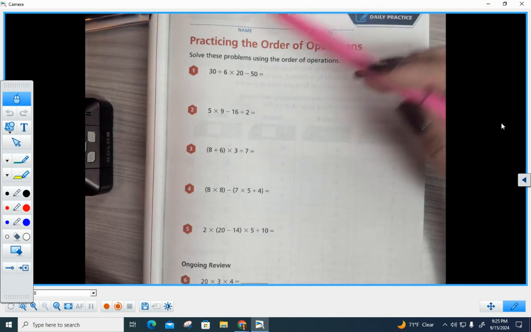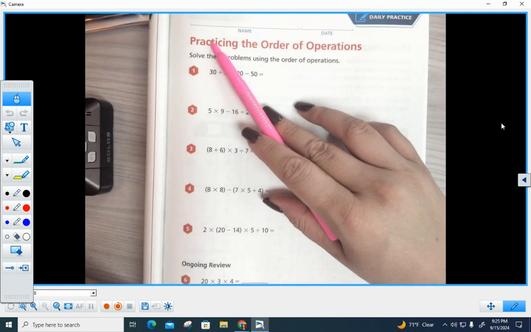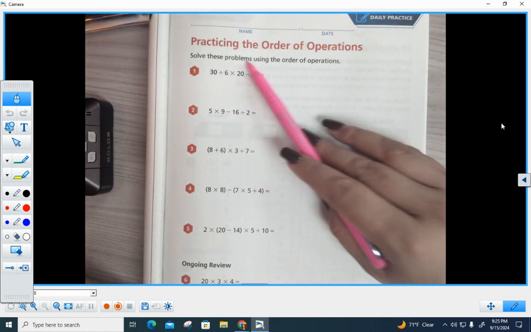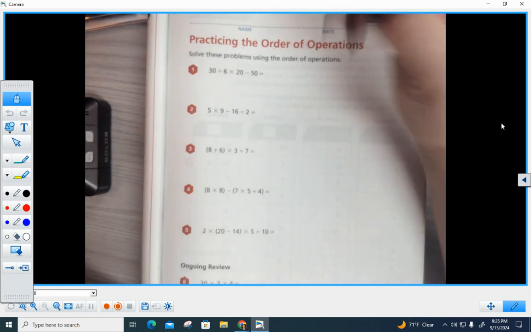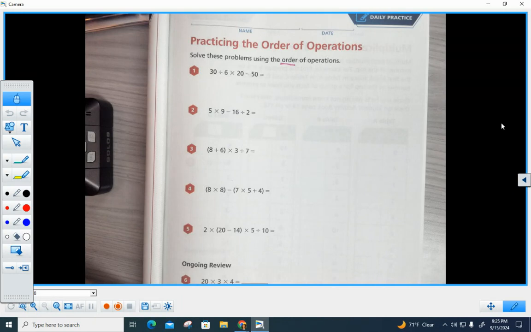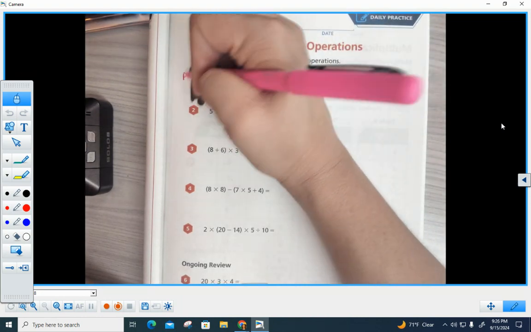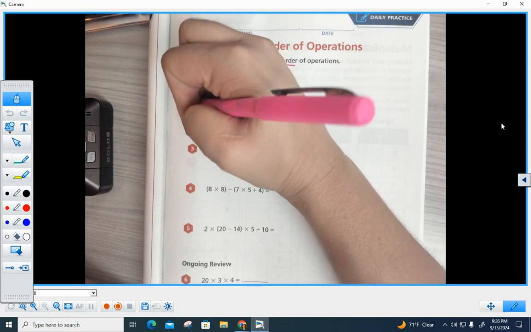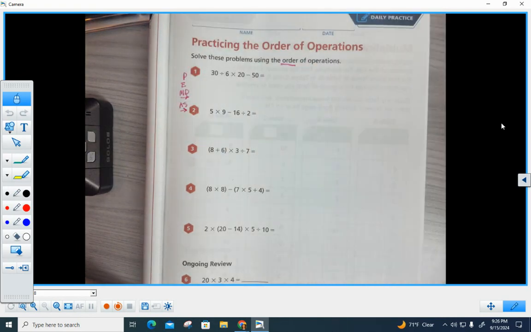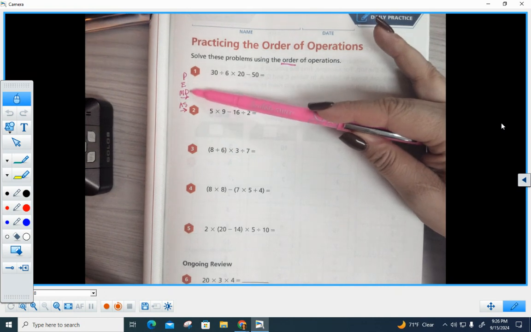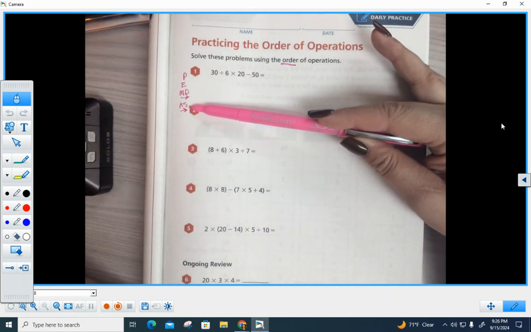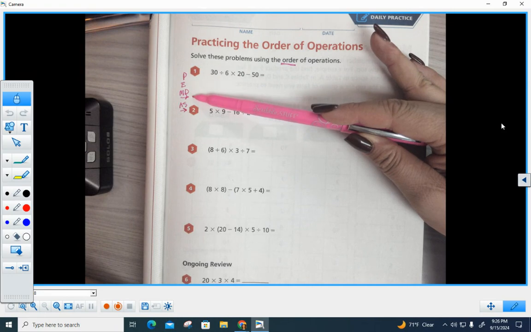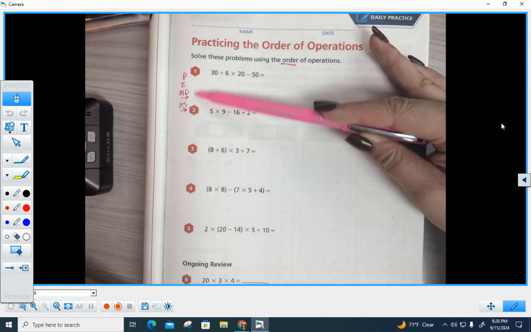We're going to do number 1. It says here, practicing the order of operations. Solve these problems using order of operations. Remember, order is very important. So let's write the order of operations, our steps, and I like to do my little checklist on the side. So P-E, M-D, left to right, and then A-S, left to right. Parentheses, exponents, multiplication or division, adding or subtraction. These are our steps 1, 2, 3, and step 4. We have to do them in order.